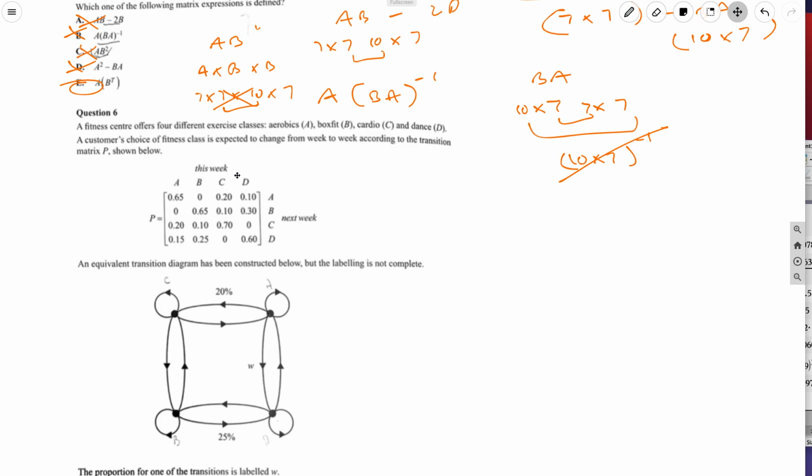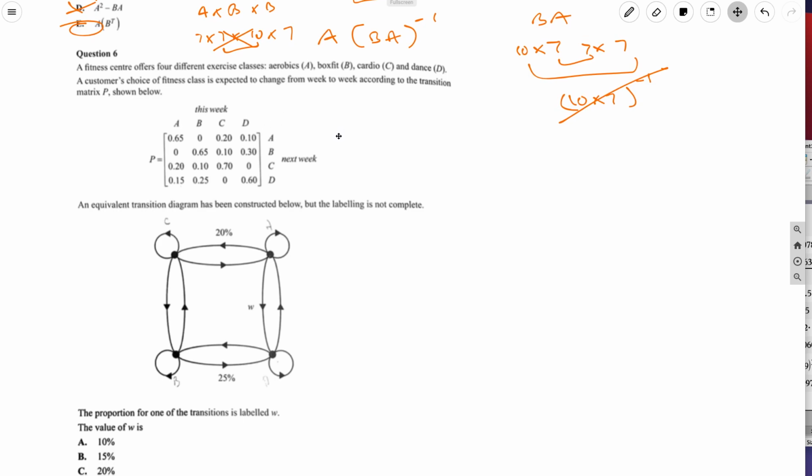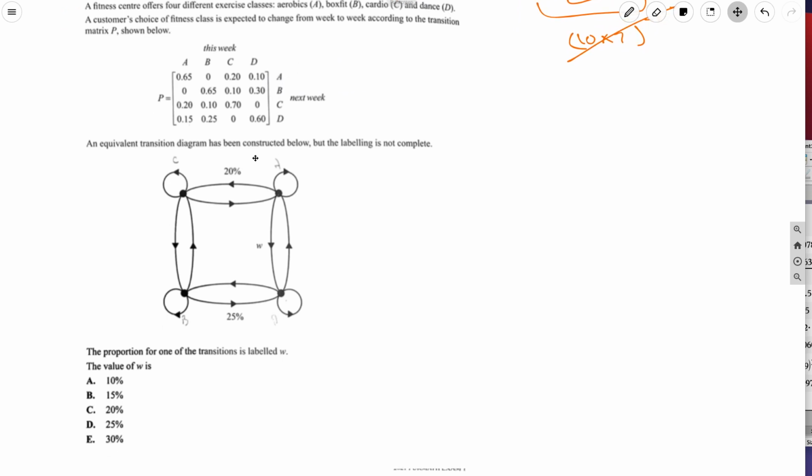And then a fitness center offers 4 different exercise classes, A, B, C, D. A customer's choice of fitness classes is expected to change from week to week. According to this transition, an equivalent transition diagram is constructed. The proportion for one of the transitions is labeled W. You can see that just here. The value of W is what?